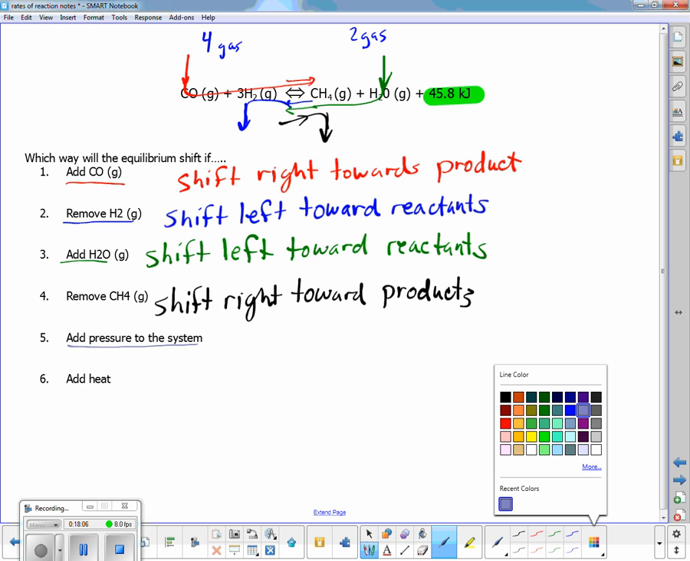Okay, I add pressure to the system. What's going to happen? Jade? I'm adding pressure to the whole system. I'm adding pressure by either decreasing the volume or increasing the temperature, something I'm doing to add more pressure.